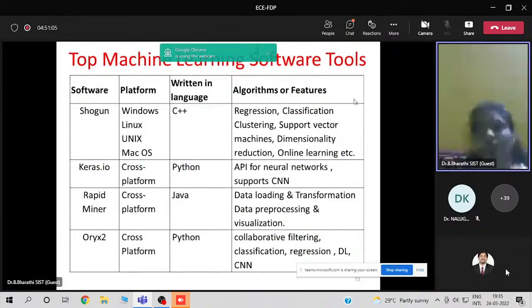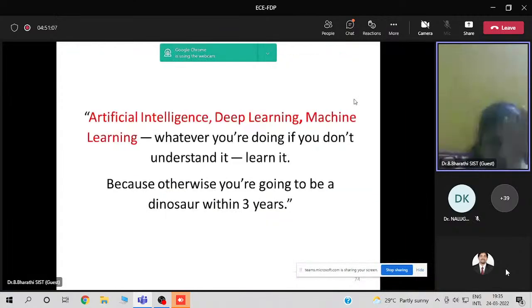So we've come to the end of the discussion. Throughout the discussion, we tried to understand the big picture, what is artificial intelligence.